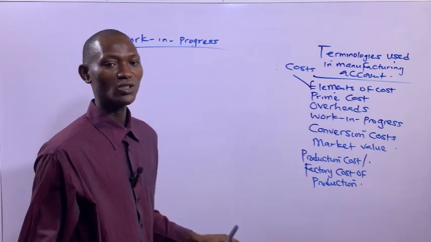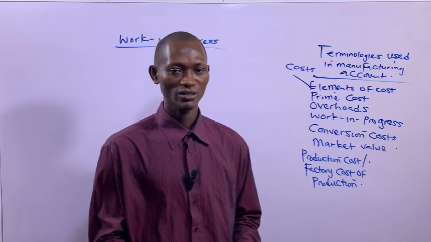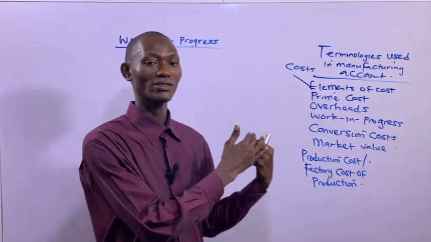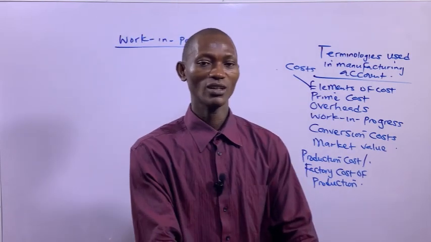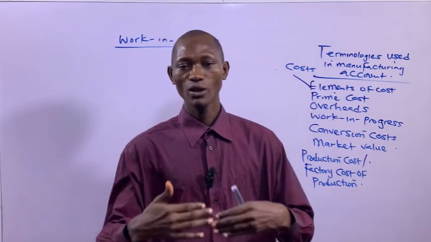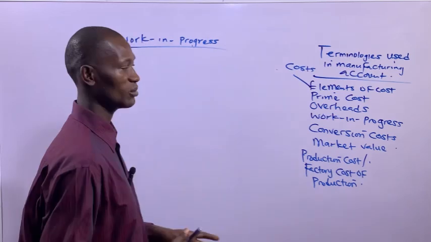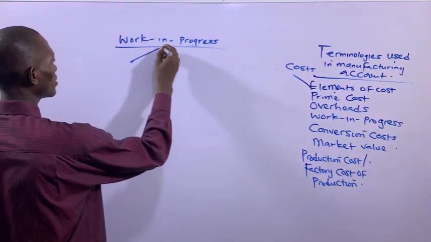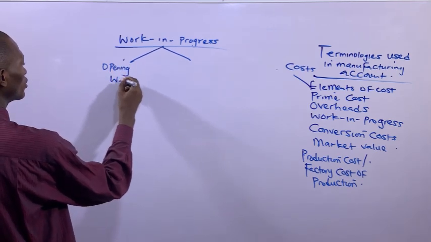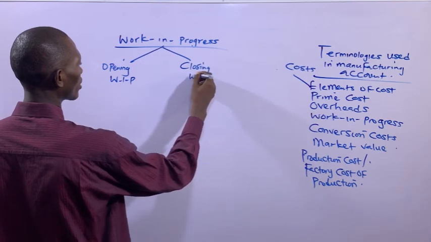So every manufacturing concern will always have work in progress at opening, which is the closing stock for the last year. Then it will be the opening stock for this new period. So they will always have opening work in progress and closing work in progress.